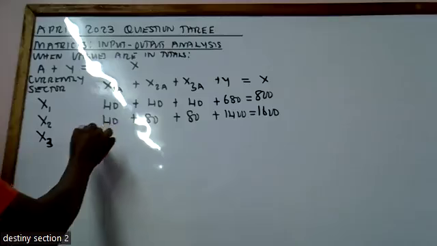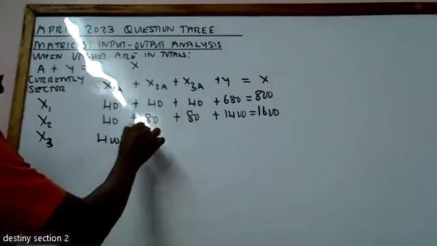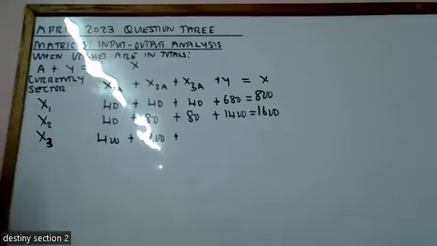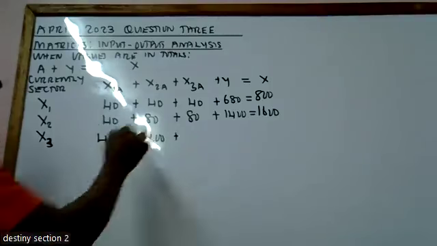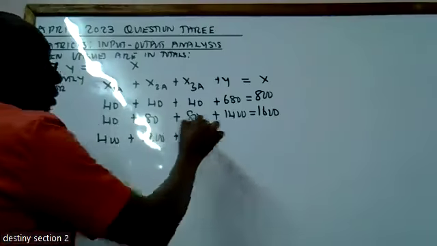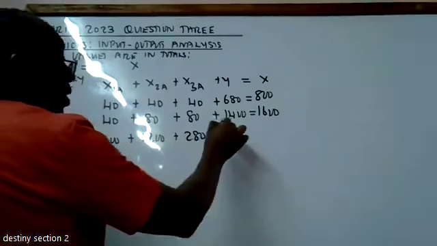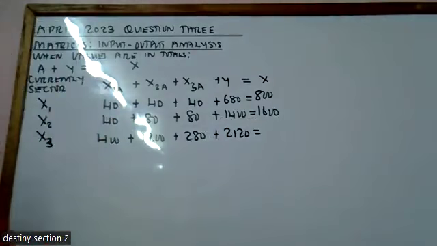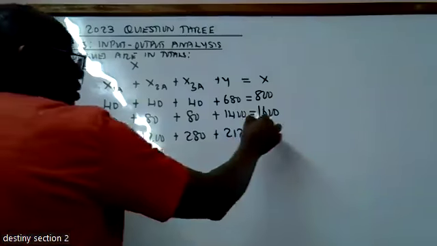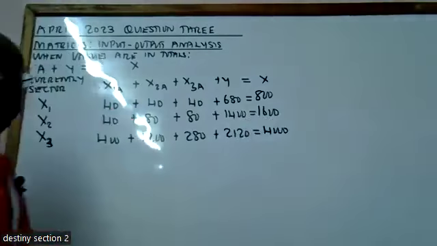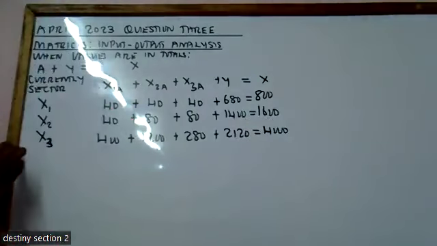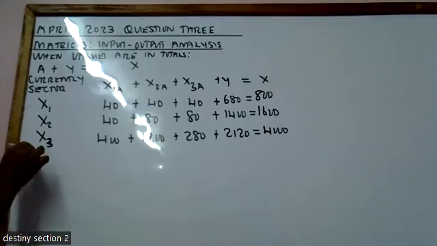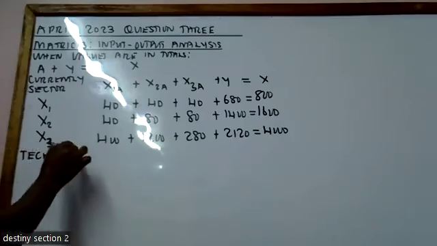For X3, we have 400 plus 1200 plus 280 plus 2120. Give me the answer. 4,000. Good. So once you have that, you move on to look for what we call the technological coefficients matrix.